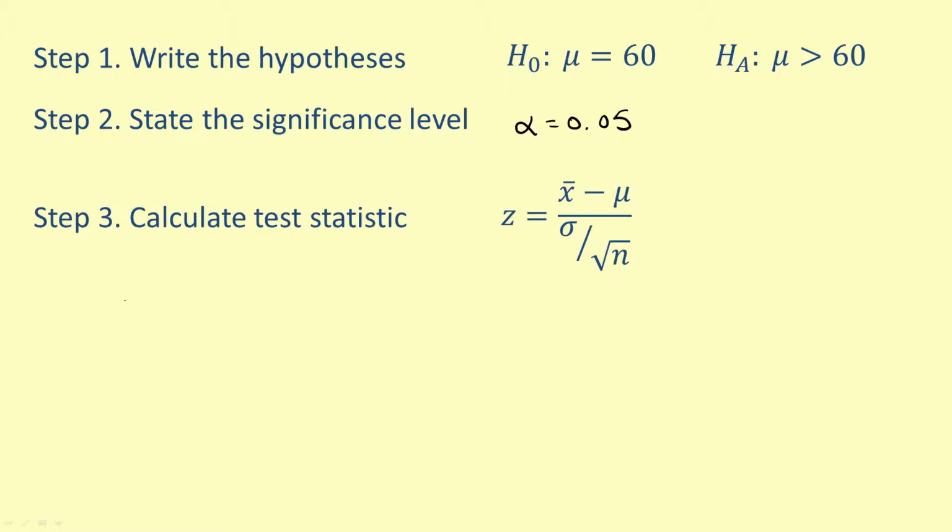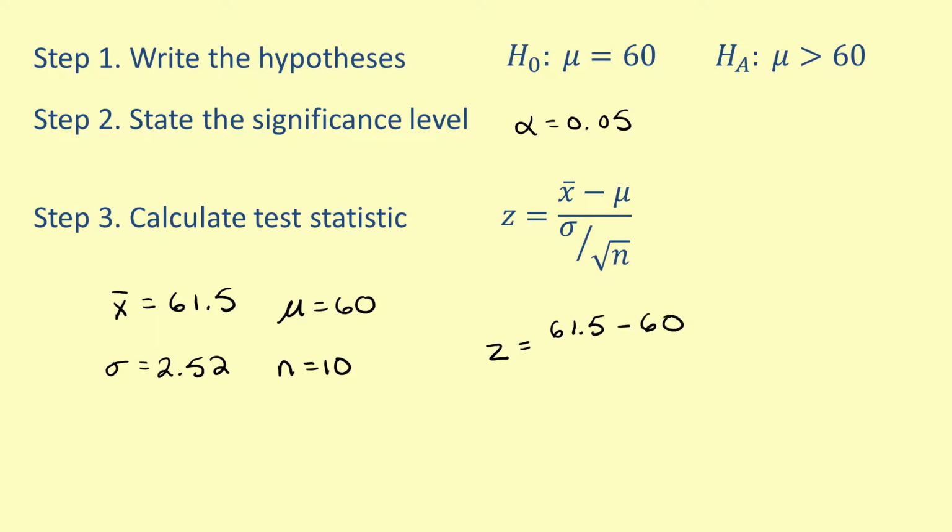The sample mean is x bar equals 61.5. The assumed population mean is 60 from the null hypothesis. The population standard deviation is given, so sigma equals 2.52, and the sample size is given, so n equals 10. Substitute the values in the formula for the test statistic and evaluate to get a z-score of approximately 2.11.